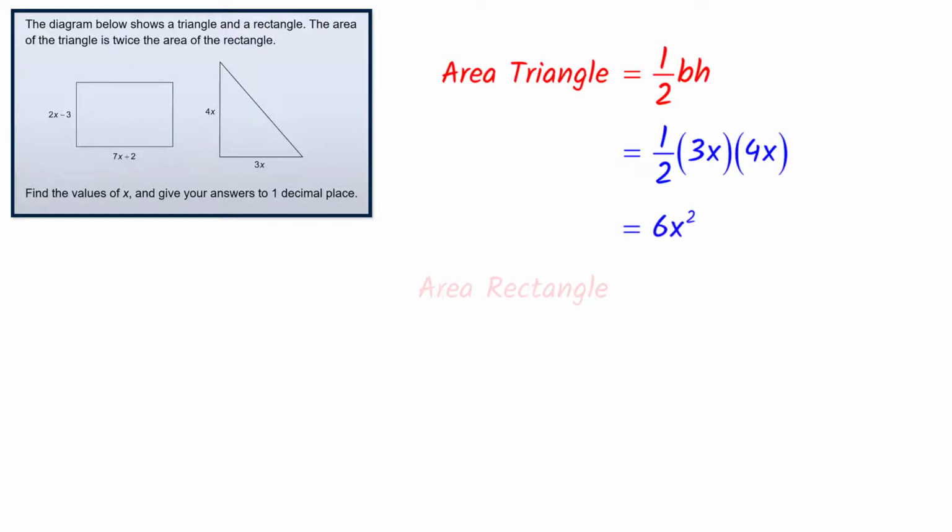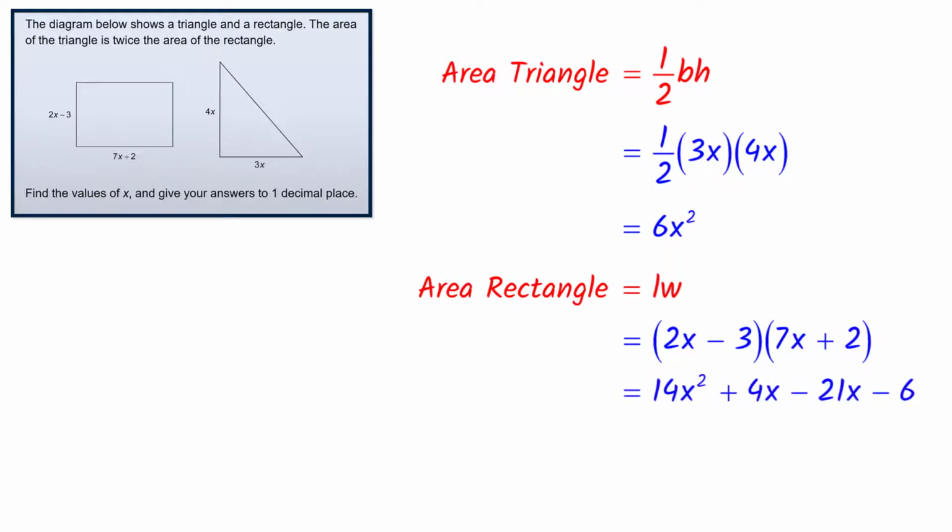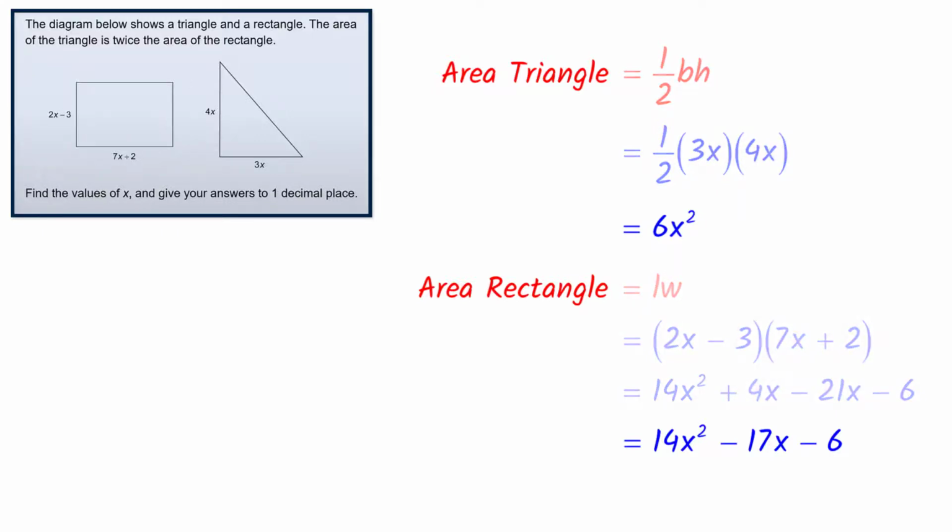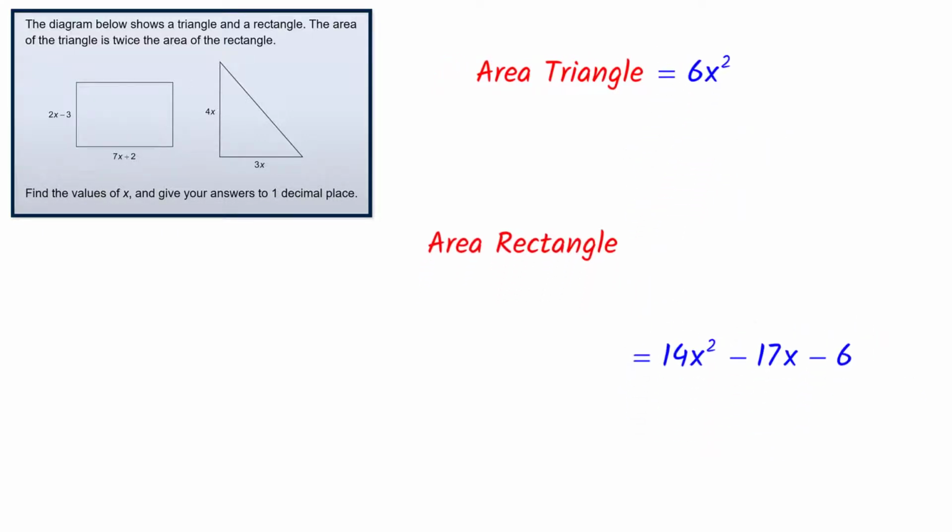Next, find the area of the rectangle using the formula length times width. So this is 2x minus 3 times 7x plus 2. Expanding out the brackets gives 14x squared plus 4x minus 21x minus 6. Collecting like terms gives 14x squared minus 17x minus 6. So we now have expressions for the area of the triangle and the rectangle.